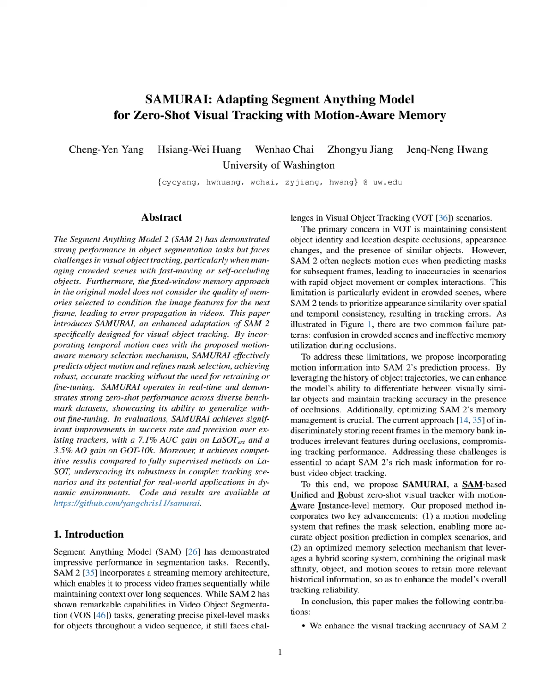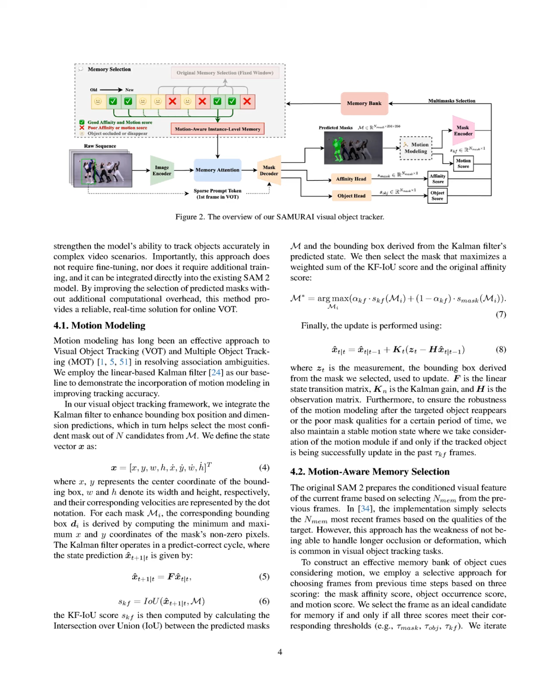In a typical video tracking scenario, consider a scene where a red ball moves through a crowded park filled with similar-looking objects. The motion-aware memory selection mechanism operates by evaluating past frames based on three scoring criteria: mask affinity score, object occurrence score, and motion score. For instance, if the red ball is occluded by other objects, the mechanism will look back at previous frames and select those where the ball was clearly visible and moving in a consistent trajectory, ensuring that the selected frames meet the defined thresholds for all three scores.